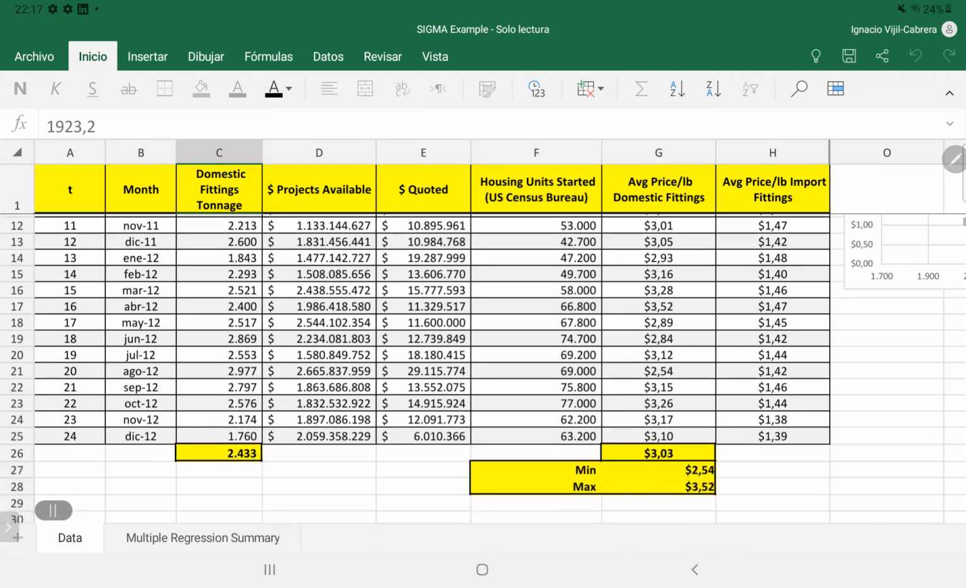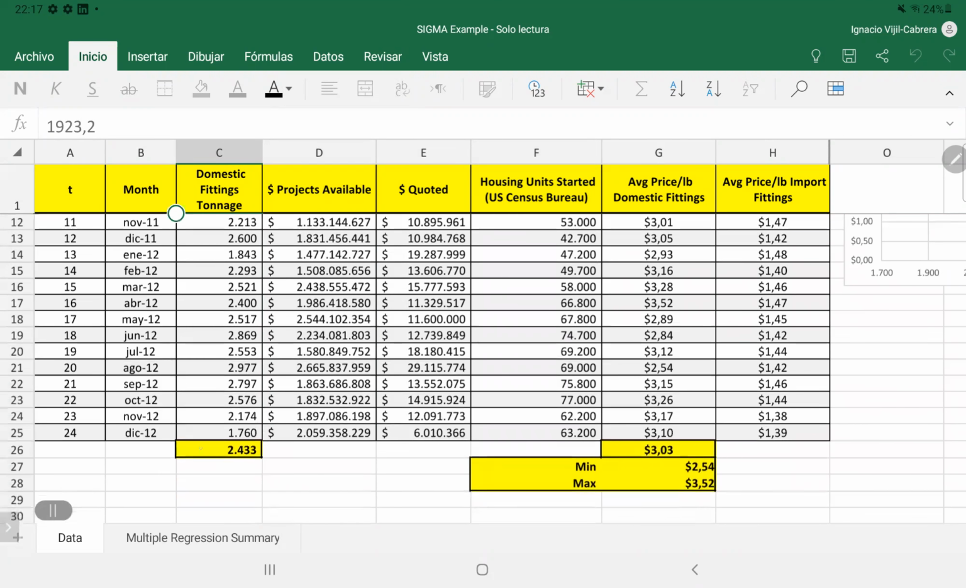And I took here an average, and here a minimum and a maximum of pricing. Why? Because when you do forecasting, it has to be within the values that you have to build the model in the first place. So I'll be able to forecast. My idea is how many tons of domestic fittings I'm going to sell if I price it between 254 and 352 per pound. That's what I'm trying to do.